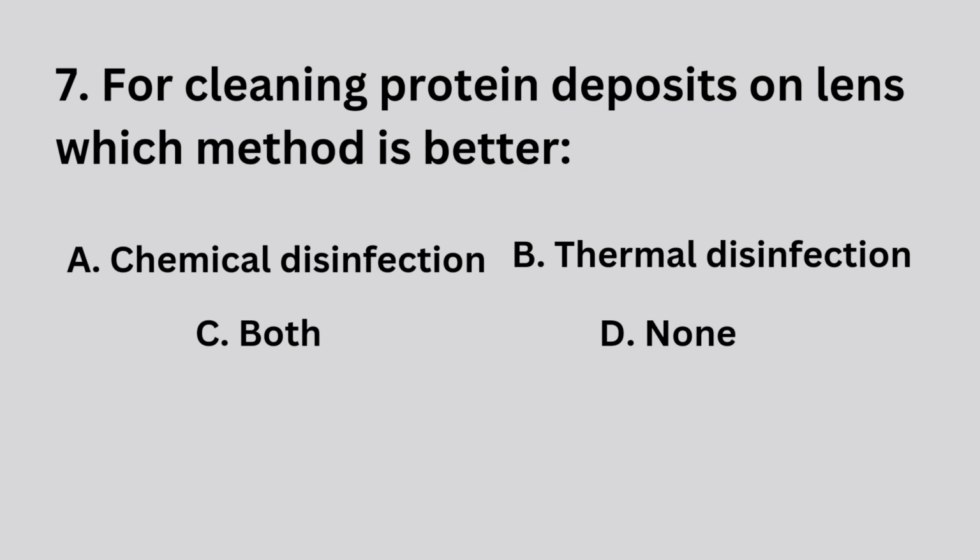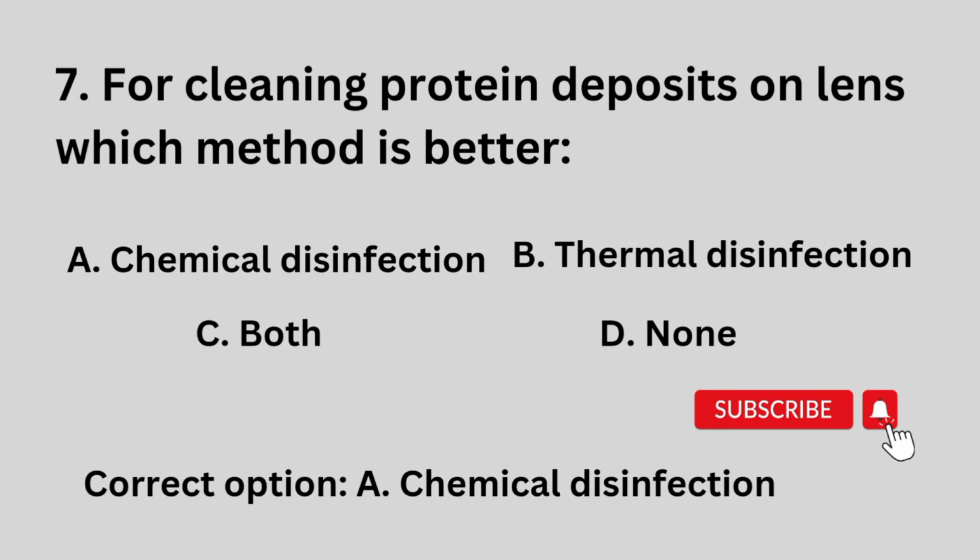Next question, for cleaning protein deposits on lens, which method is better? Option A, chemical disinfection. Option B, thermal disinfection. Option C, both of them. And option D, none of them. Correct answer is option A, chemical disinfection.